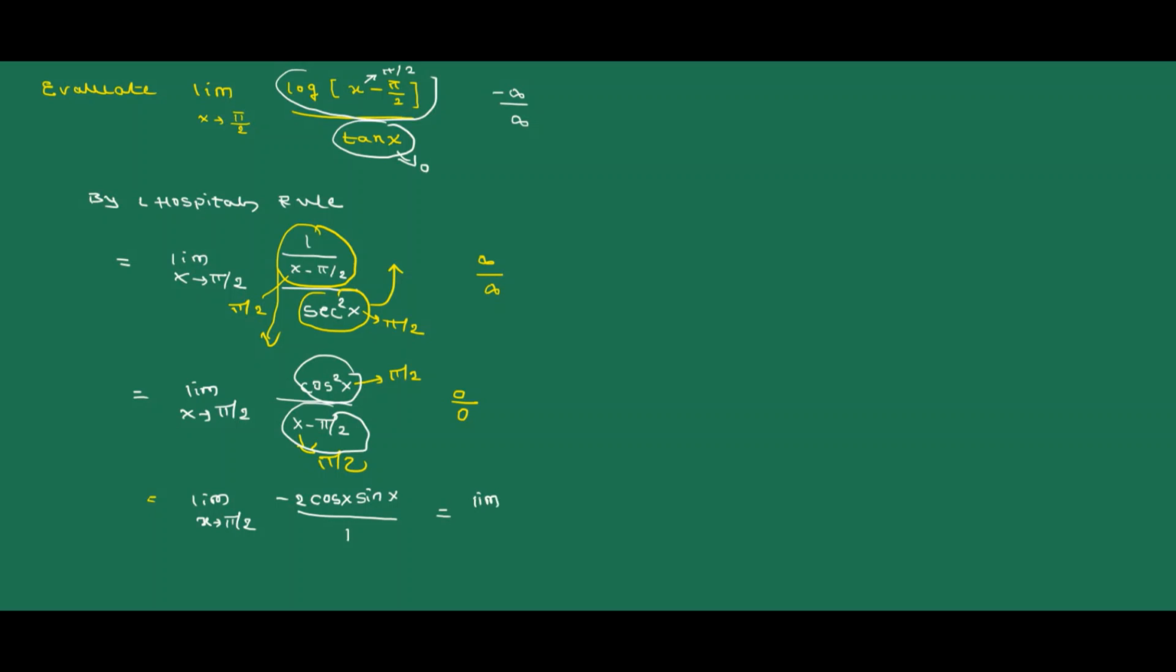limit x tends to pi by 2 of minus 2 sin x into cos x, we can write it as sin 2x, and now put x is equal to pi by 2. If you put x is equal to pi by 2, 2 gets cancelled, we get minus sin 180 means sin pi. And what is sin pi? Sin pi is equal to 0.